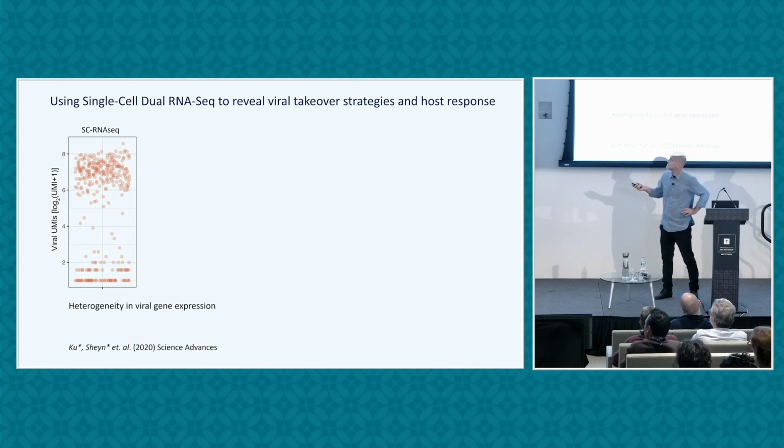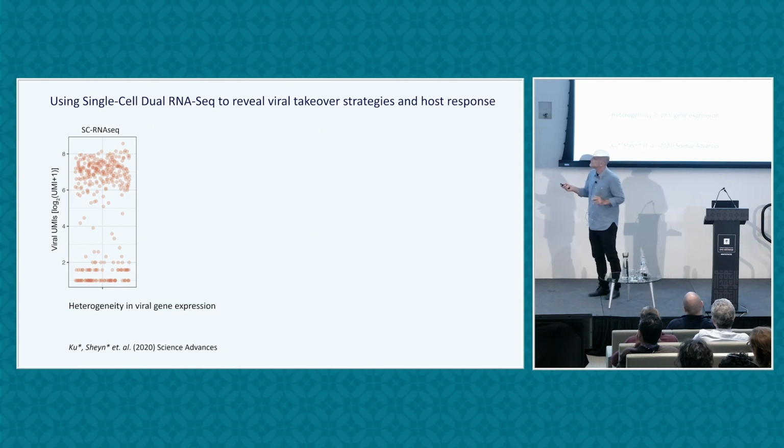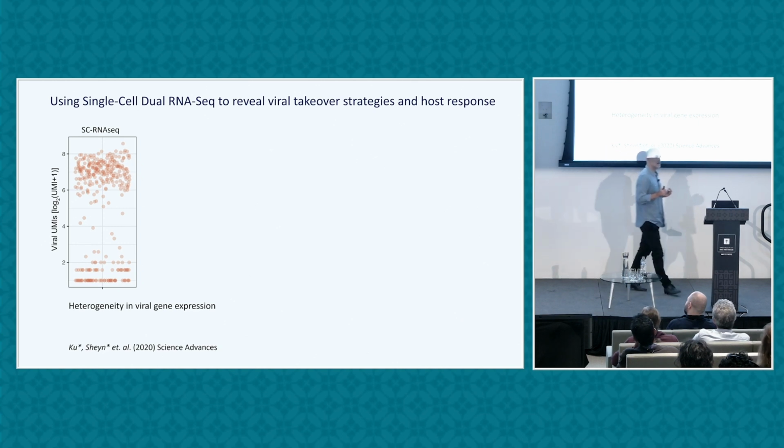this is data from single cell transcriptomic. We're looking only on the viral genes. Each dot here is a single cell and the expression of the viral transcriptome. And we see this very nice heterogeneity. This is just a simple culture infected after a few hours harvested.